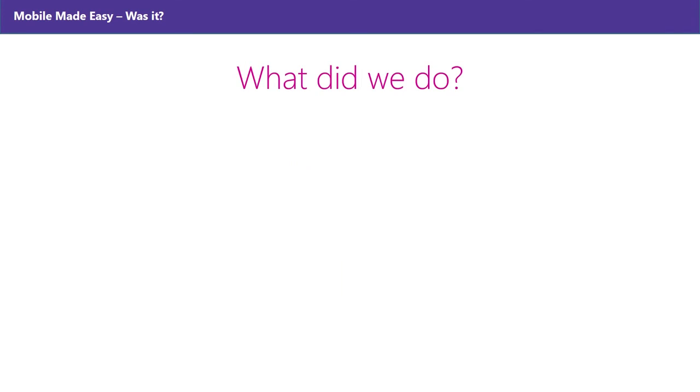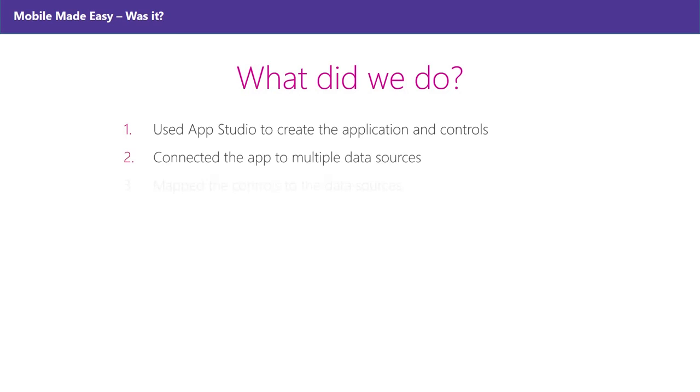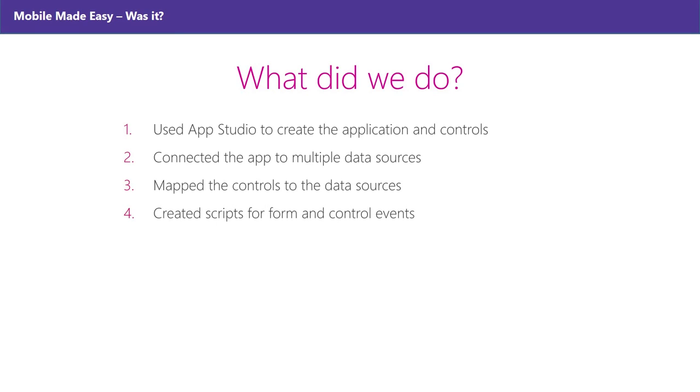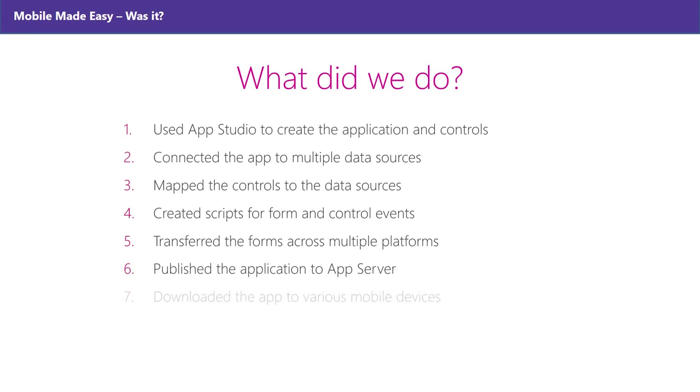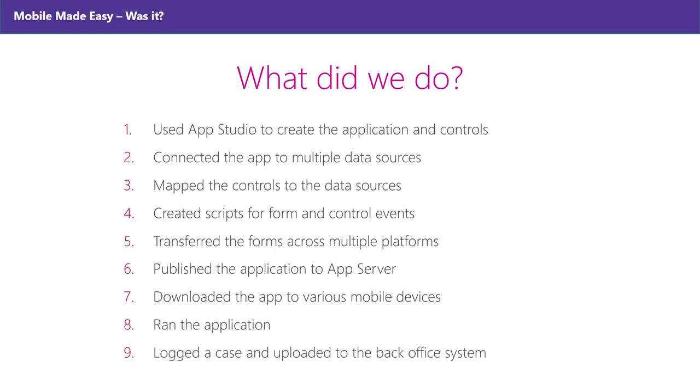So let's have a recap of what we just did. First of all, we used the App Studio to create the application and position and resize the controls. We then connected the app to multiple data sources and mapped the controls themselves to the data source fields. We then created scripts for the form and the control events, so what to happen when we press a button, and we transferred the forms across multiple platforms. We then published the app to the server and downloaded the app to various mobile devices. We then saw the app running, and we synchronized the case data back to the office and confirmed that that appeared in the CRM system.